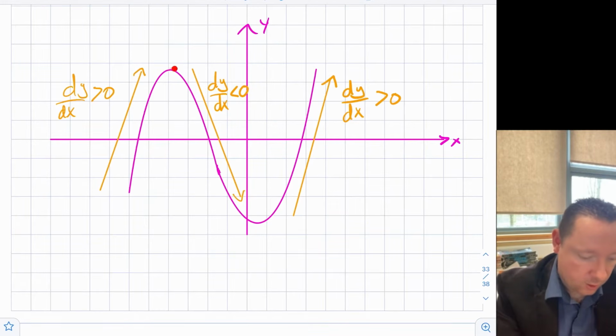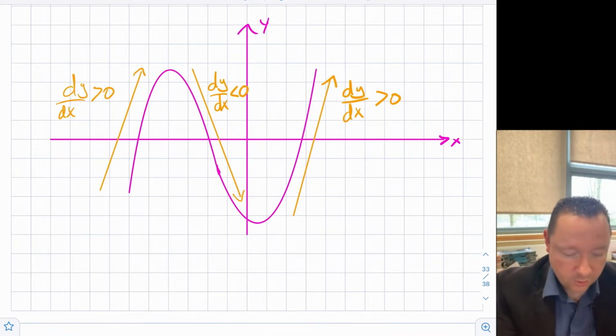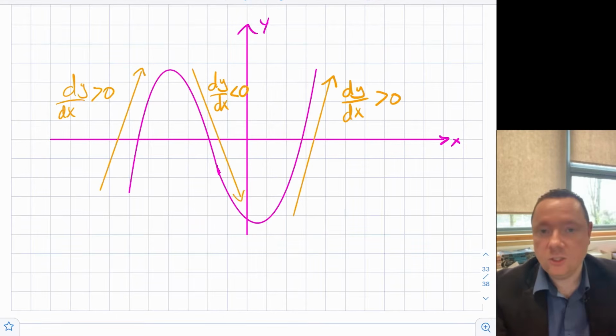It then hits a stationary point. It then drops back down. The derivative will be negative because the gradient of the tangent will be negative. It is then 0, and then the derivative rises back up. The gradient of the tangent is greater than 0.